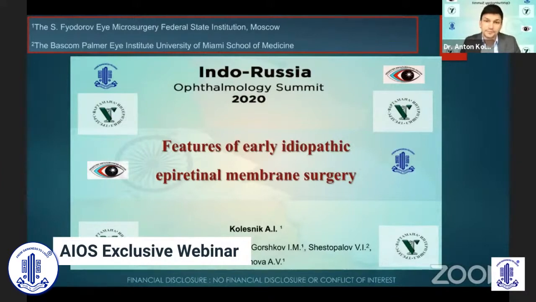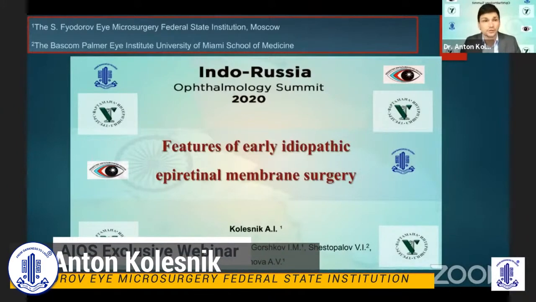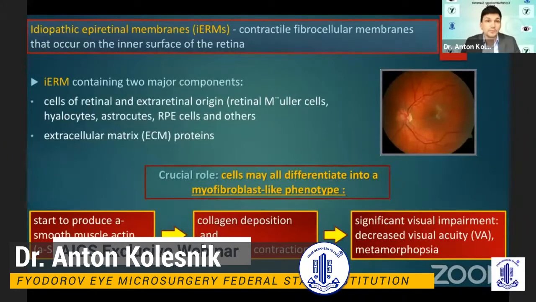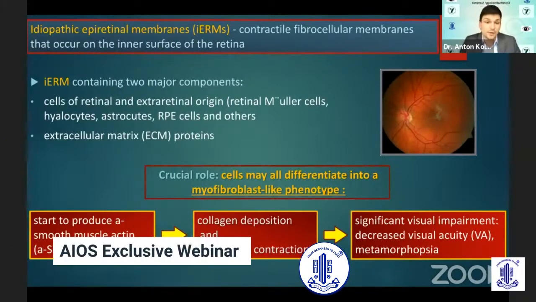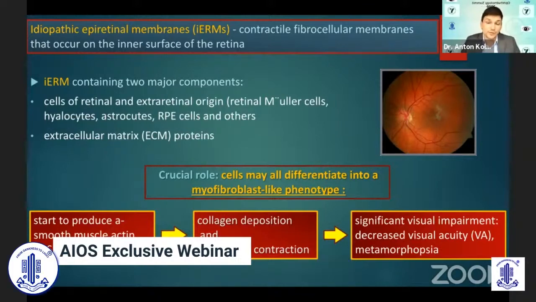And my presentation will be about features of early idiopathic epiretinal membrane surgery. Idiopathic epiretinal membranes are contractile fibrocellular membranes that occur on the inner surface of the retina, causing tangential forces, leading to a deformation of the retinal architecture and significant visual impairment.